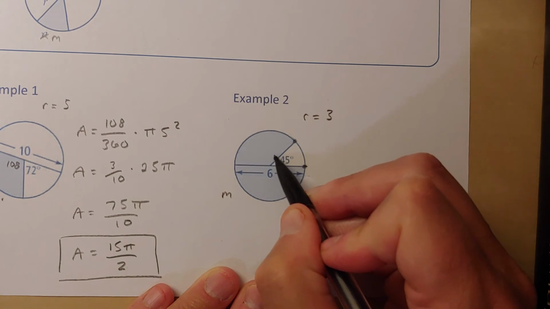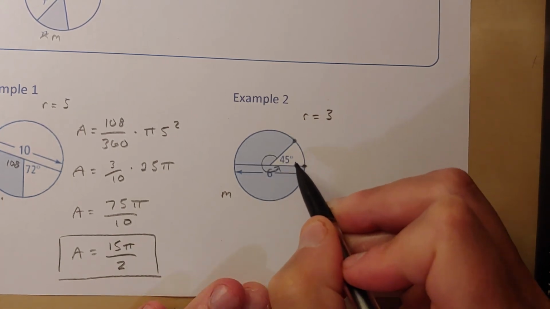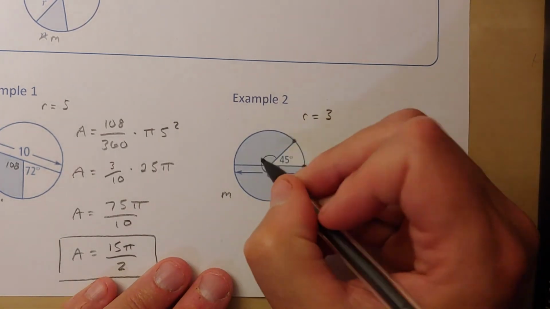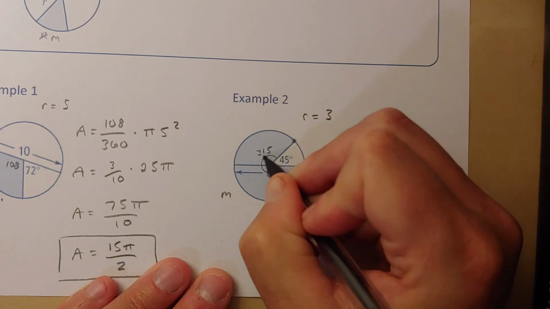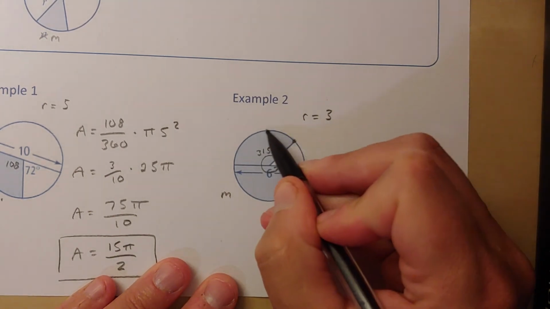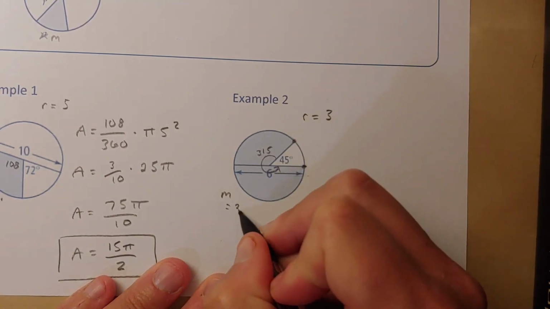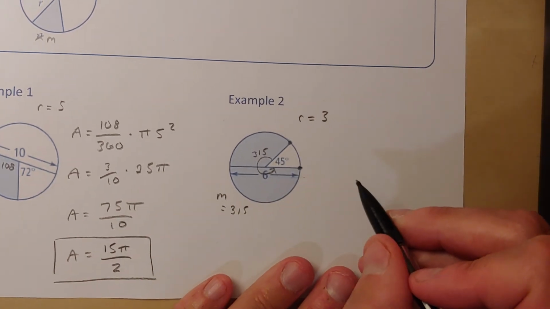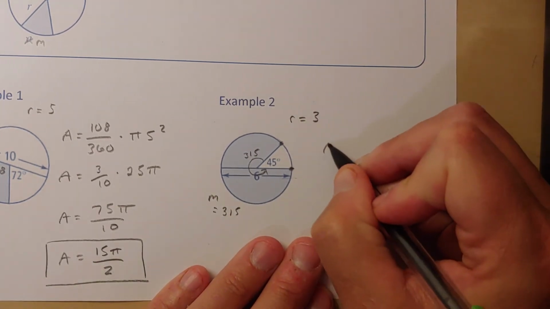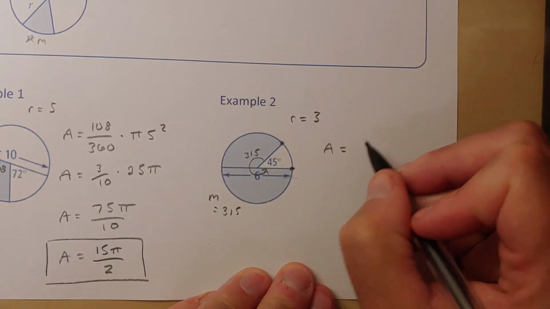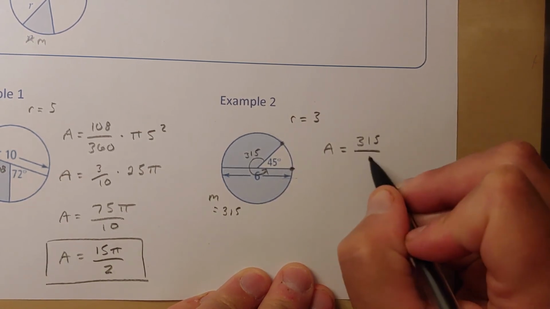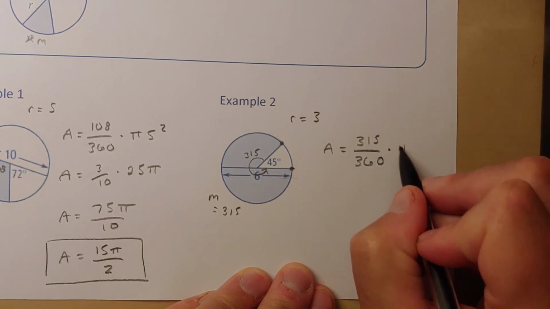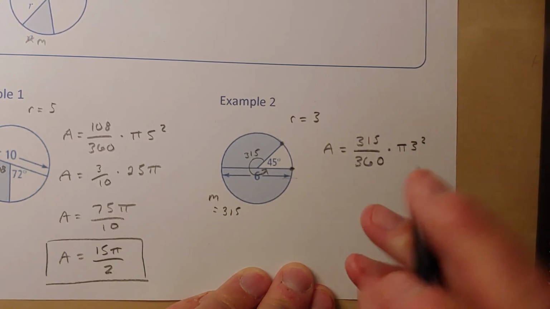For the arc measure, we're given this central angle 45. Well, the measure of this arc here is going to be 360 minus that 45, which of course is 315 degrees. And if this angle is 315 degrees, then the measure of this arc is also 315 degrees. Now I have everything I need. All right, so sector area is given by arc measure over 360 times pi r squared.